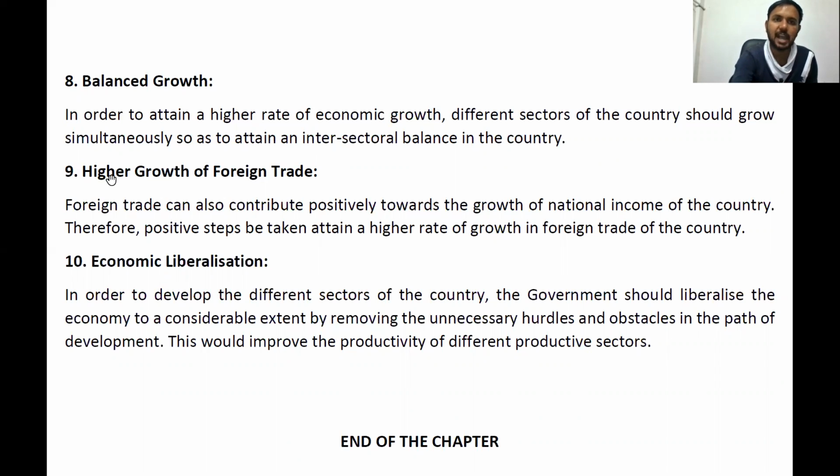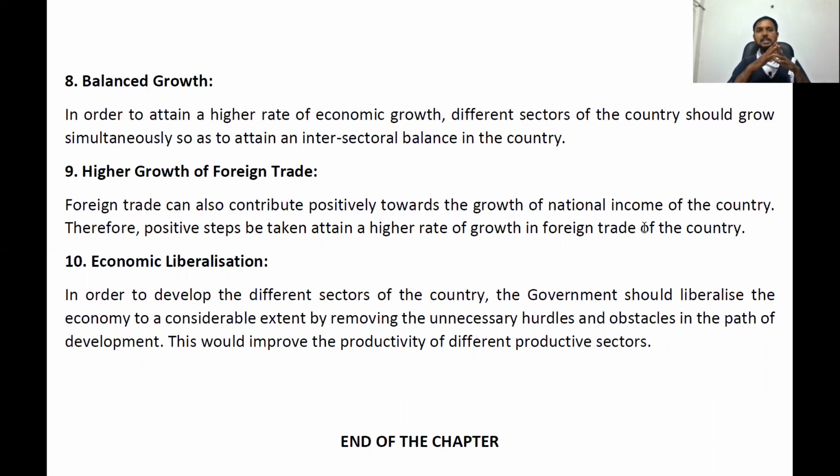The next thing is higher growth of foreign trade. Foreign trade can also contribute positively toward the growth of national income of the country. Therefore, positive steps should be taken to attain a higher rate of growth in foreign trade of the country. We also need to focus on doing more exports. When we increase our exports, we will get foreign currencies in our country, and in this way we can boost our economy and get an increment in the national income.